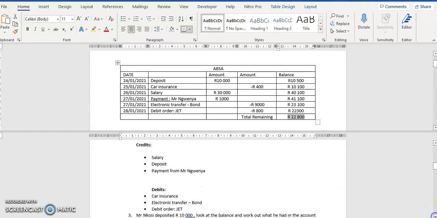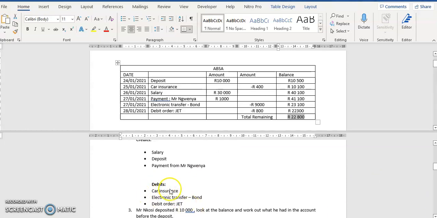Now let's move on to the next one. Let's look at debit. Debit, we said the one that has minus. So debit, car insurance is debit. Electronic transfer, that is bond payment, is also debit. Then debit order from Jet is also debit. It has minus. Maybe you have an account with Jet and every month they deduct or take money from your account. They take 800. It's a debit. So it comes with minus.